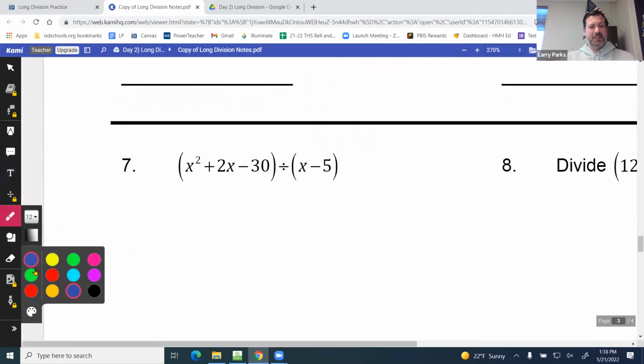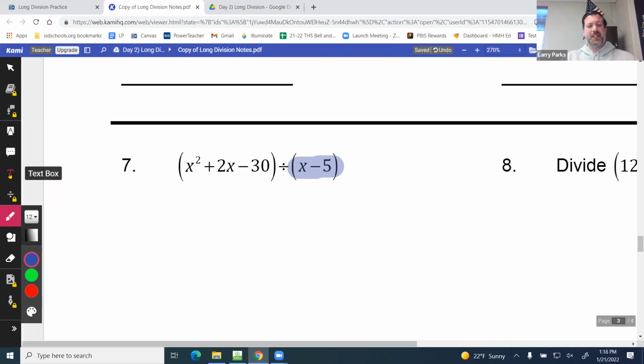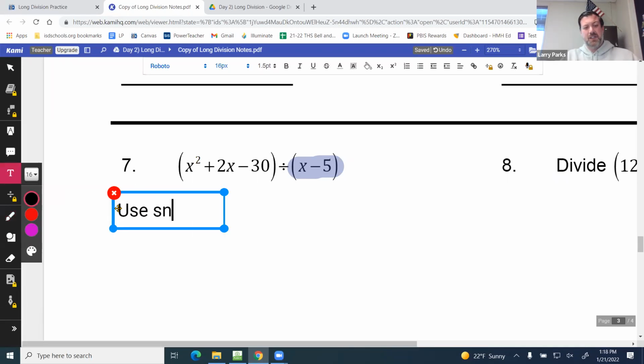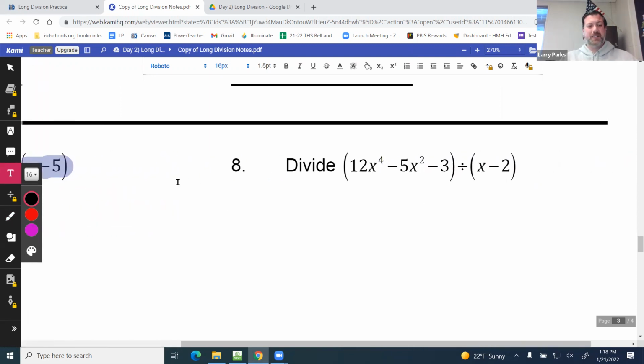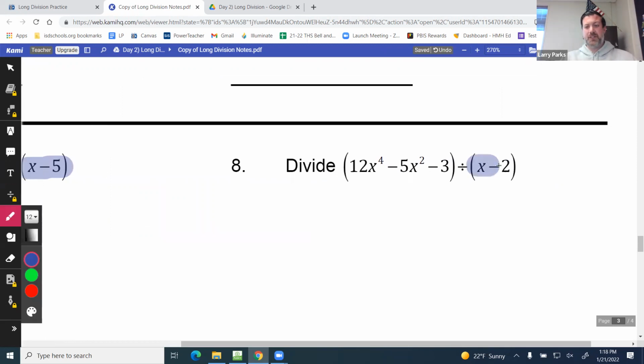Again, if you're watching this video, you're gonna love it. Again, that's simple. It's just a number with a variable. So I would use synthetic, which, if anything I've learned from this video, is how to spell synthetic. Here, simple, I would use synthetic.